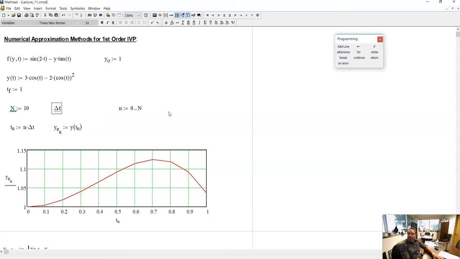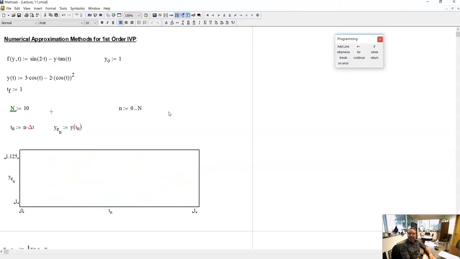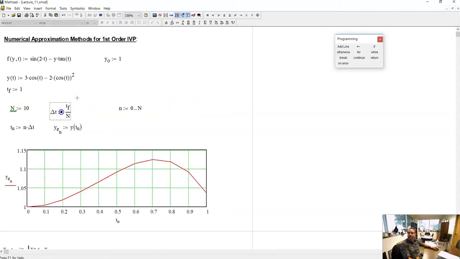So delta t, and by the way, to introduce the sign delta, delta is capital D in Greek. So I say D, Control G, and it turns it into Greek. Delta t, by the way, you don't need to call it delta t. You can call it whatever you want. You can call it h, which in the literature is an expression that is commonly used, is equal to tf divided by n. Okay.